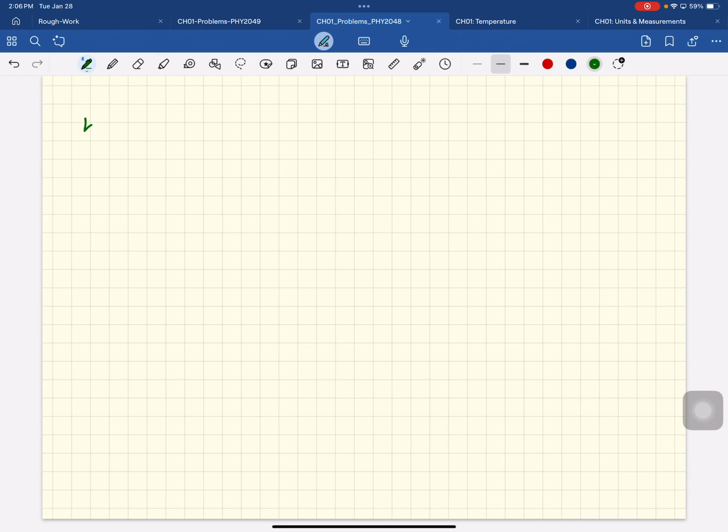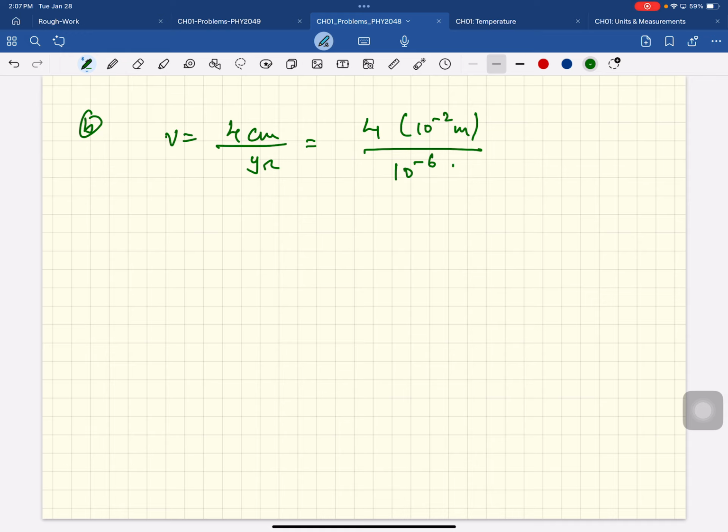Okay, so let's do part B. What we want to do is take 4 centimeters per year, and convert that to kilometers in a million years. 4 centimeters is 10 to the minus 2 meters, and a meter, okay, so I'll do it in 2 steps. 1 year, so 10 to the minus 6 times a million years. A million is 10 to the 6. This cancels that, so that you have a year there.